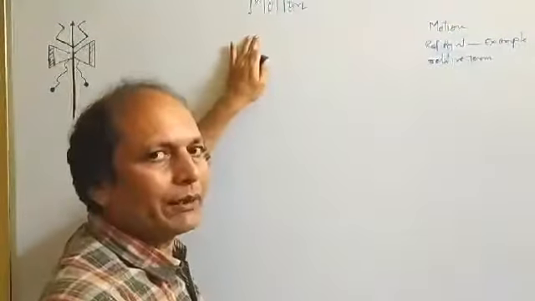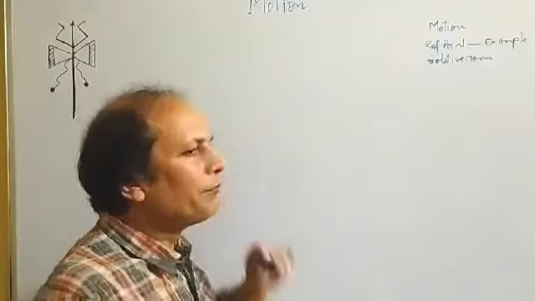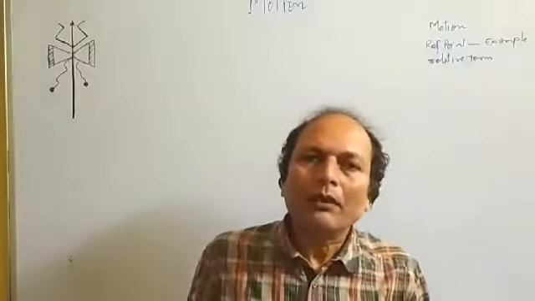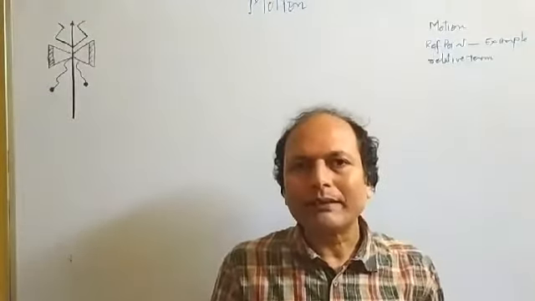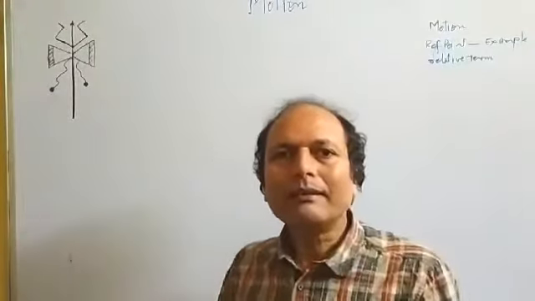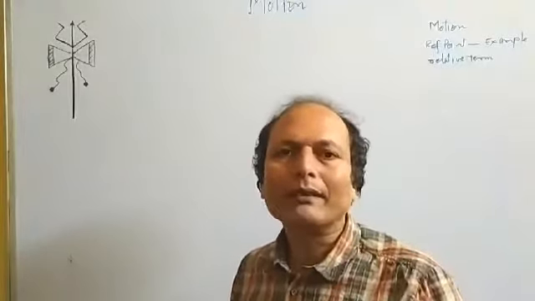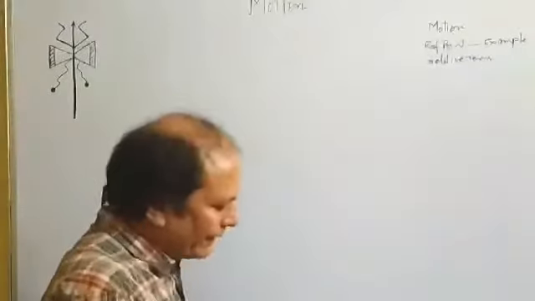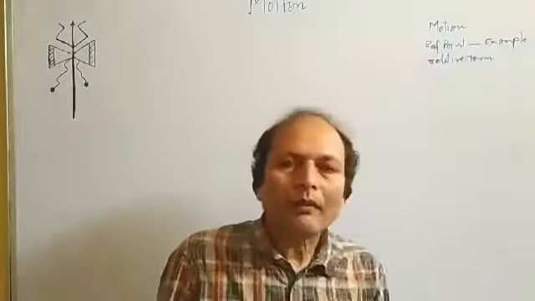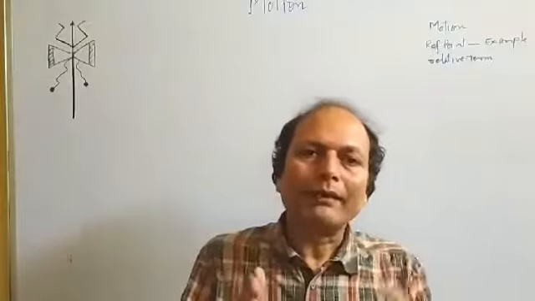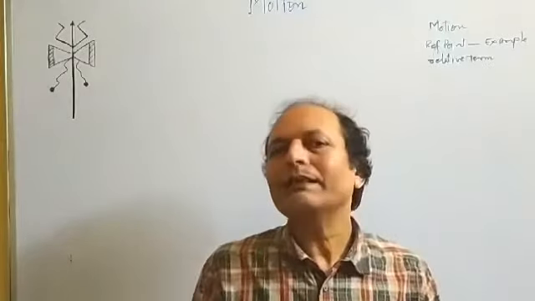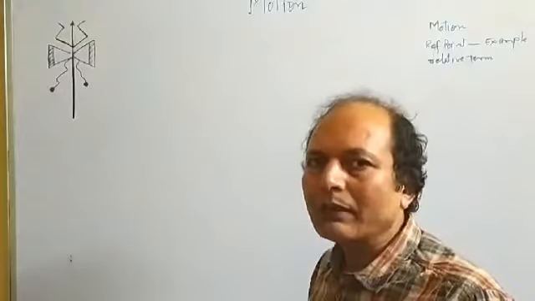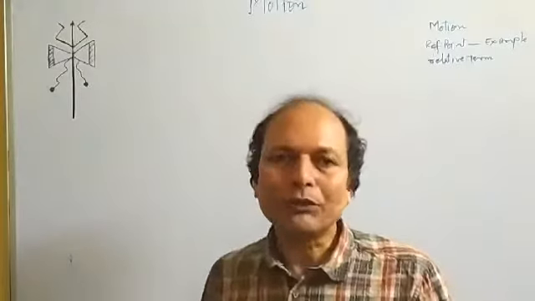In the case of motion, I will tell you here, when any body continually changes its position in the reference of any stable body, this event is known as motion. Once again, I am telling you, when any body continually changes its position in the reference of any stable body, this event is known as motion.